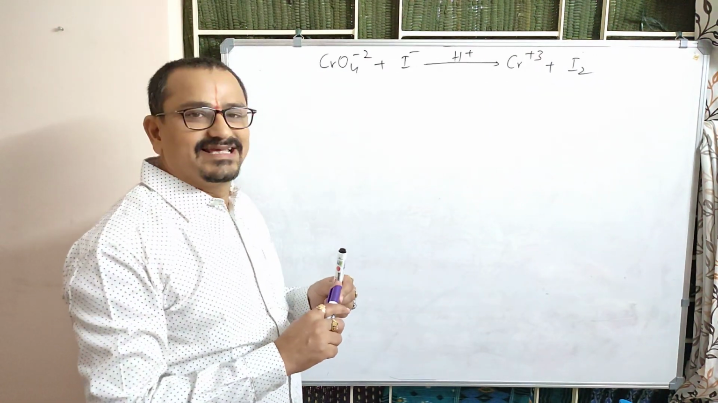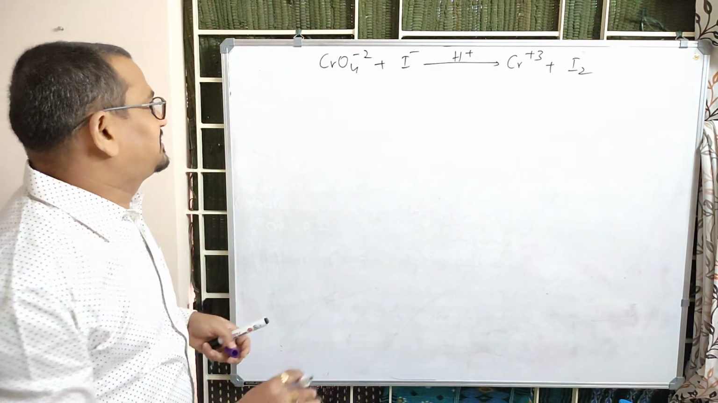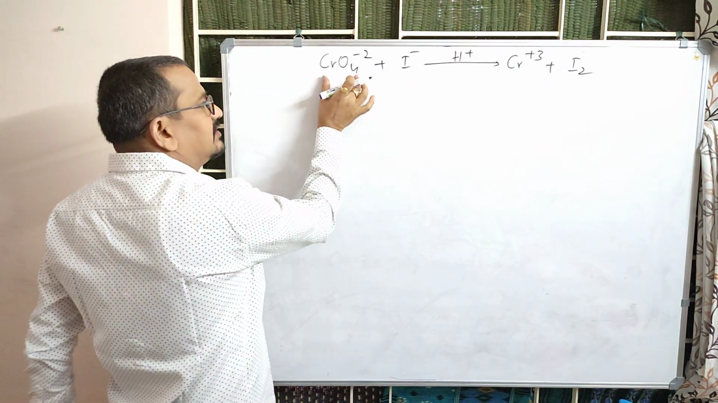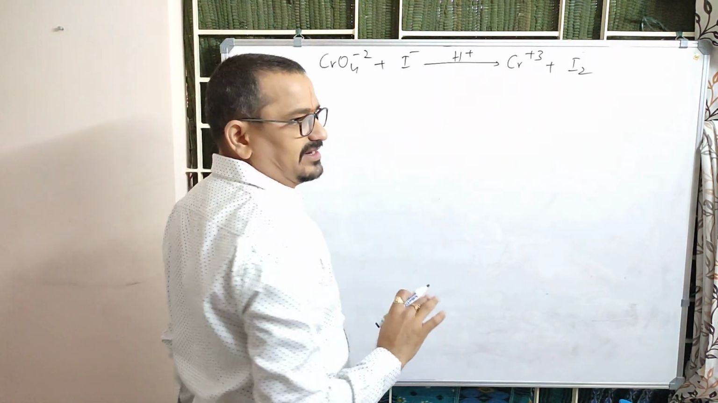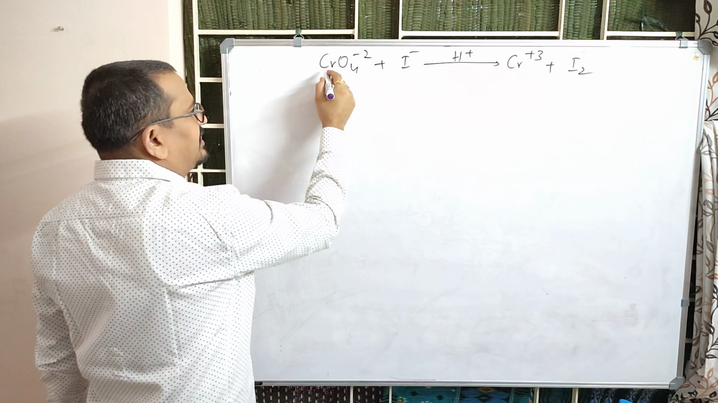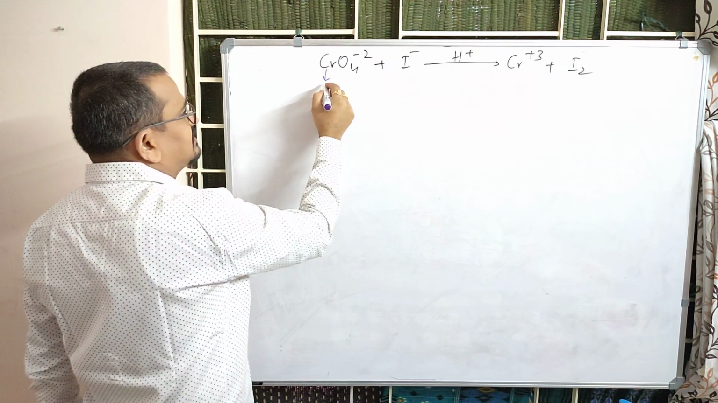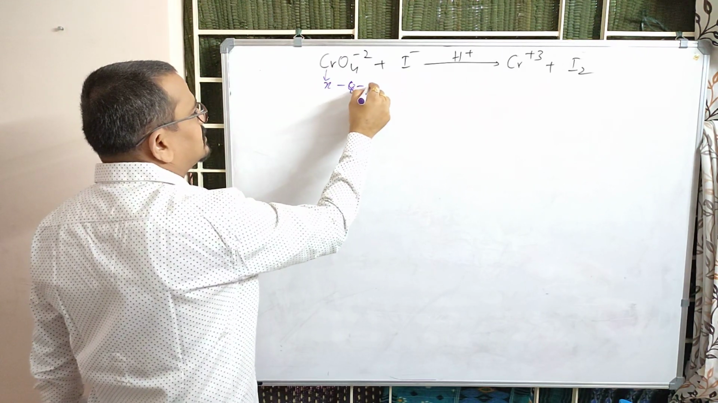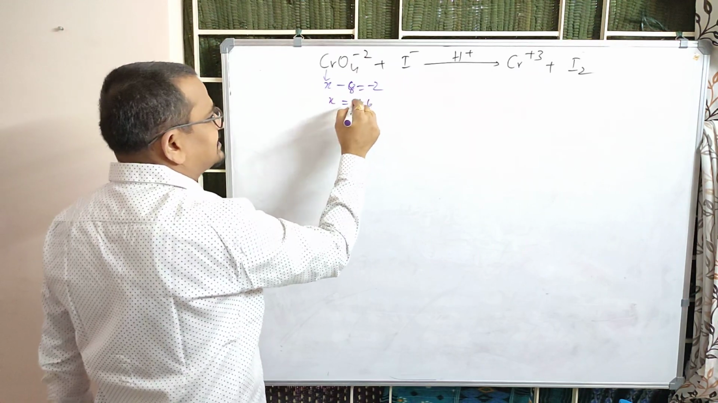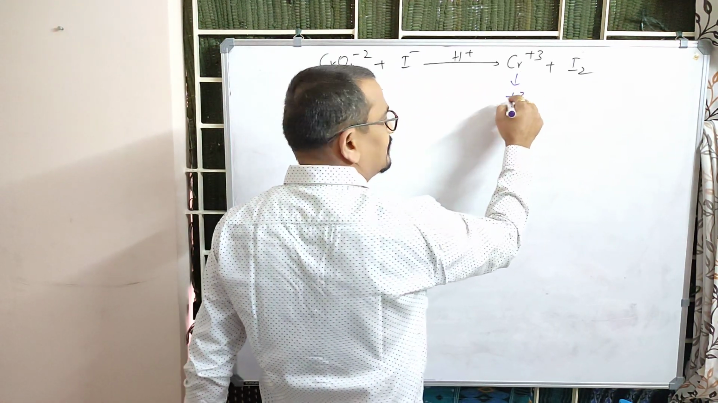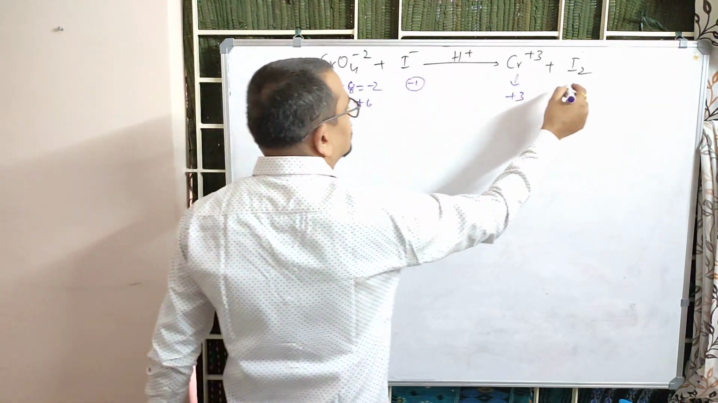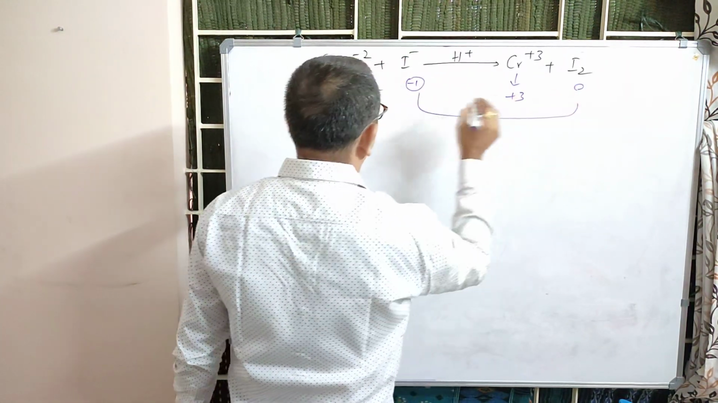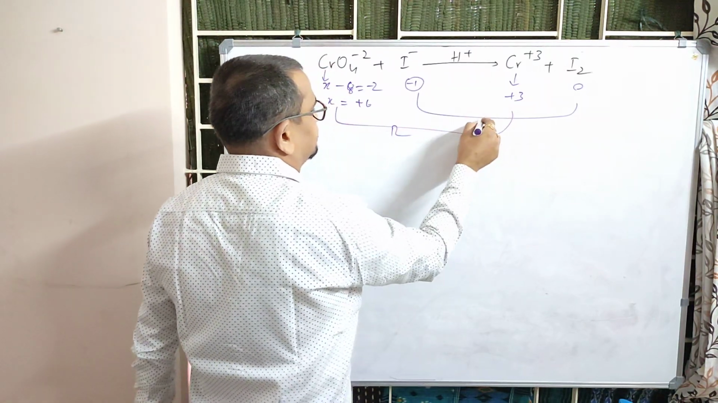Let us balance this equation in acidic medium, right? So here, chromate is oxidizing iodide to iodine. In chromate, chromium is x, and x minus 8 is equal to minus 2, so x is equal to plus 6. From plus 6, chromium is reduced to plus 3. Similarly, iodine is changing from minus 1 to 0. So this is oxidation, whereas this is reduction.